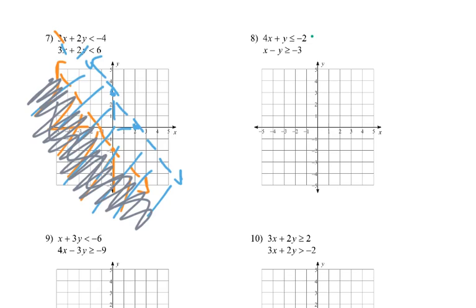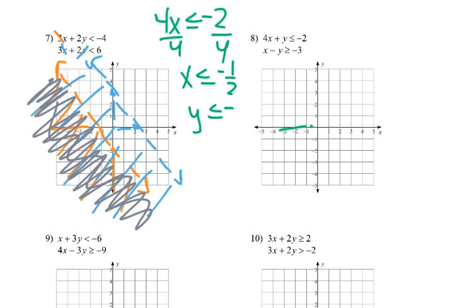So if there was no x or no y, we'd have 4x is less than or equal to -2. Divide by 4, x is less than or equal to -2 over 4, which is really -1/2. So -1/2, oh, x, not y. And x is less than, so I'm going to shade that way. Then if we got rid of the x, it'd be y is less than or equal to -2. So -2, y is less than. It's a solid line, so we shade below.